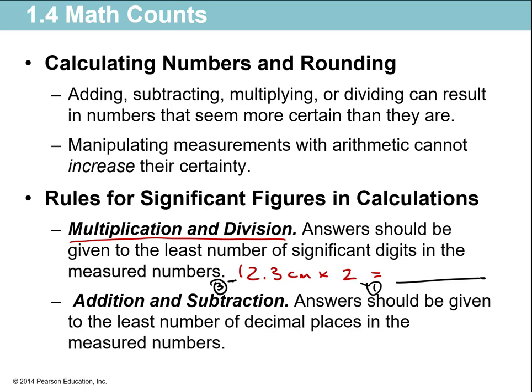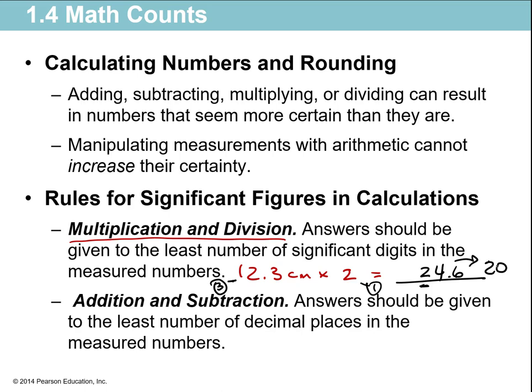Just doing the math for this one, this would be 4, and that would be 2. So it'd be 24.6. I'd have to round this to 1 significant figure. So what would my answer be? No, 25 would have 2 significant figures. If I only want 1 significant figure, it would be 20. So this would end up rounding to 20.